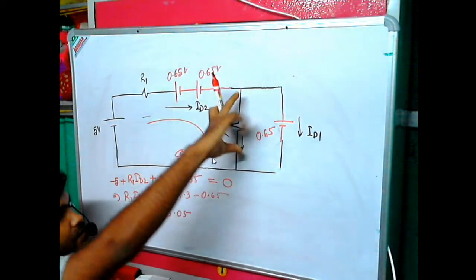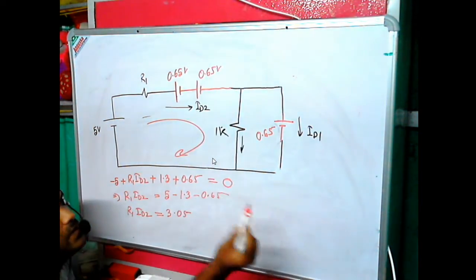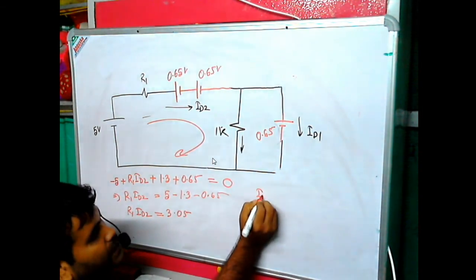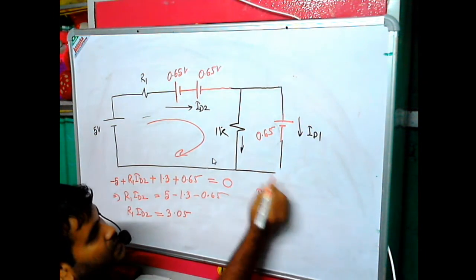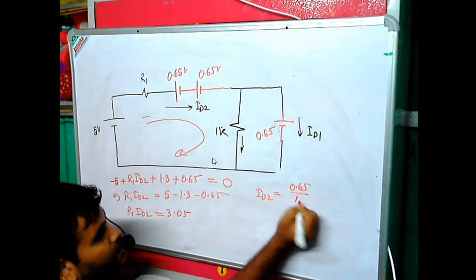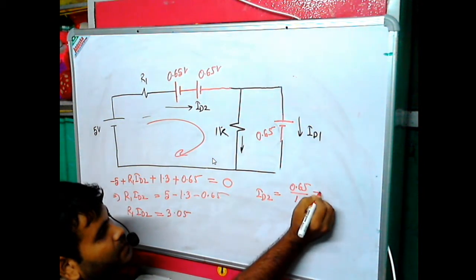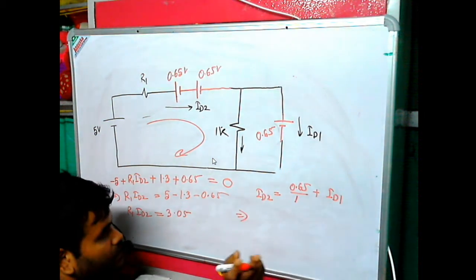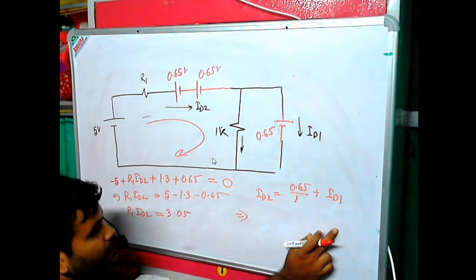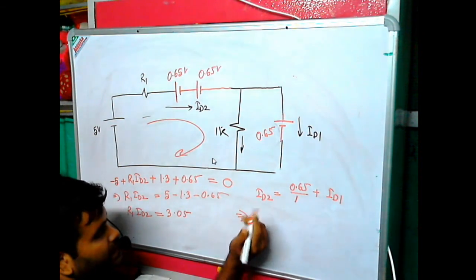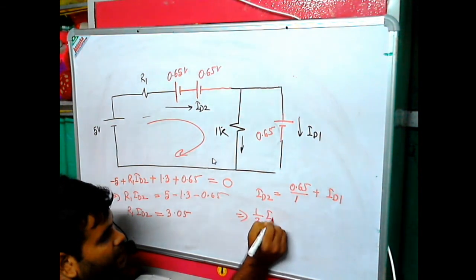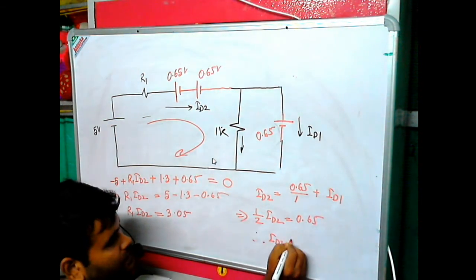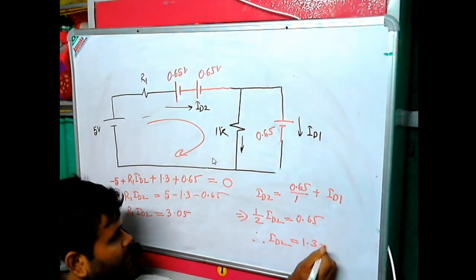Now you can see the potential over here, the voltage difference over here, is 0.65 volt. So this current plus this current is basically this current ID2. So you can write ID2 is basically this 0.65 divided by 1k, that is in milliampere, plus ID1. Given that ID1 is basically half of ID2, you can bring half ID2 over here, so it will simply be half ID2 equals 0.65. So ID2 is 1.3 milliampere, right?